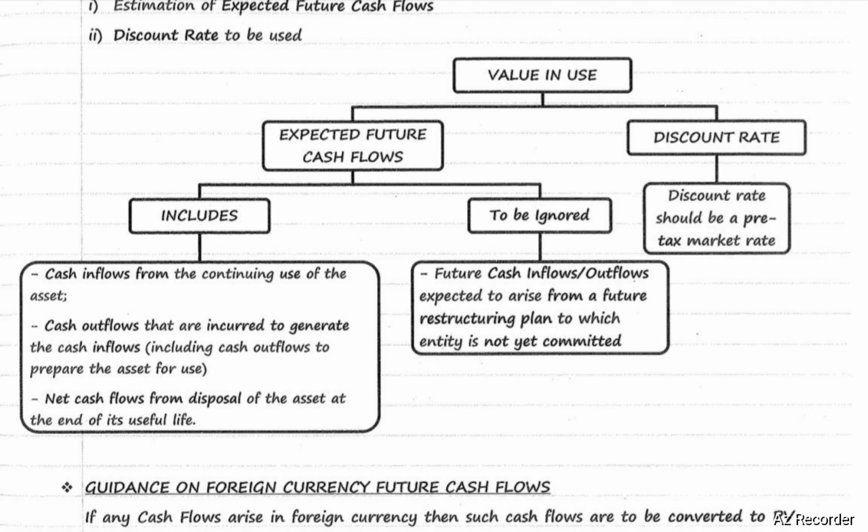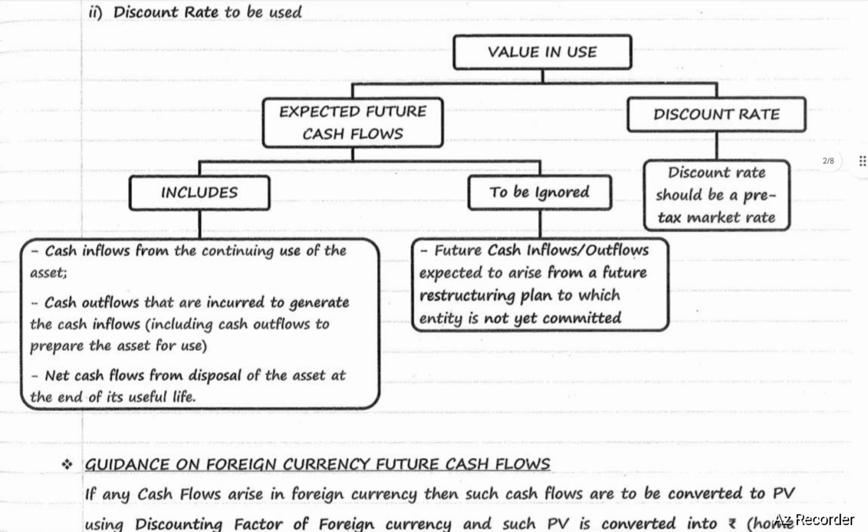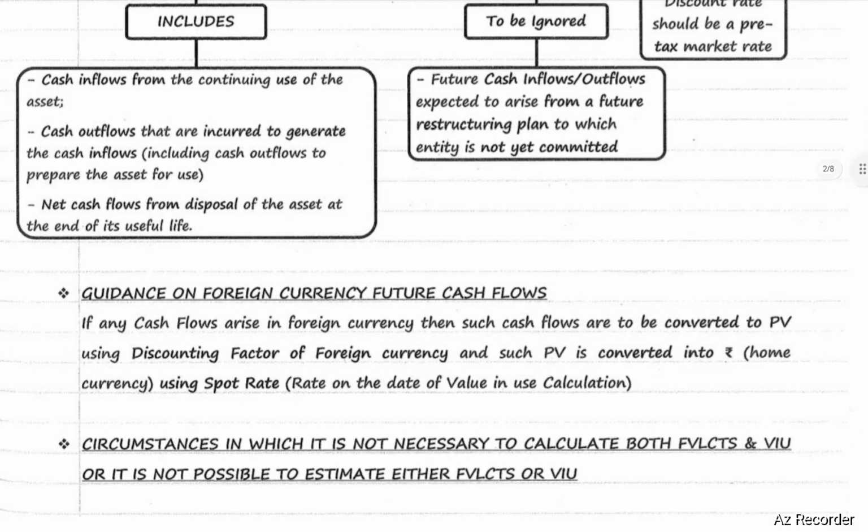Discount rate. The discount rate should be a pre-tax market rate. Guidance on foreign currency future cash flows: if any cash flows arise in foreign currency, then such cash flows are to be converted to present value using the discounting factor of foreign currency, and such present value is converted into rupees, the home currency, using the spot rate. Spot rate means the rate on the date of value in use calculation.